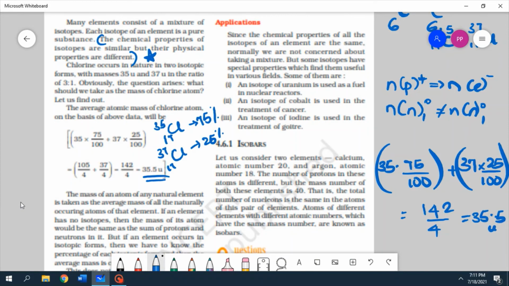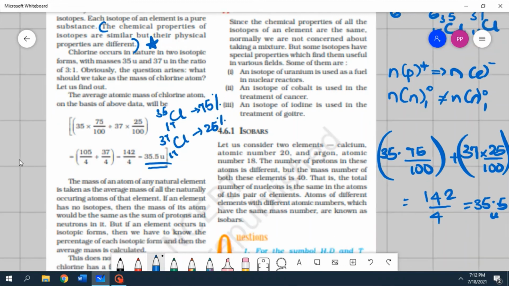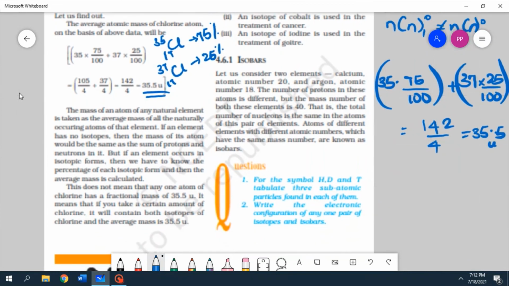So the mass of an atom of any natural element is taken as the average mass of all the naturally occurring atoms of that element. If an element has no isotopes, then the mass of its atom would be the same as the sum of the protons and neutrons in it. So the mass number would be a straightforward sum of the protons and the neutrons without taking any averages. But if an element occurs in isotopic forms, then we have to know the percentage of each isotope form and then calculate the average mass.